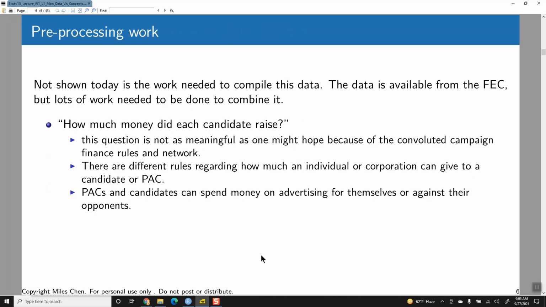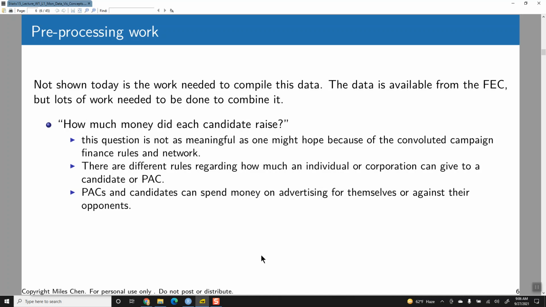Okay, we're not going to show it today, but a lot of work was needed to compile the data. We're going to get into some of that later on in the course, but today we just want to look at some pictures and say, this is the stuff that we have to think about, right? And so one of the questions is, who was the more popular candidate, right? Who was given more money, or who earned more money, as far as their election campaign, right?